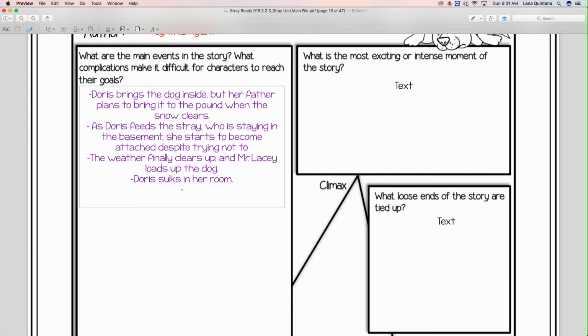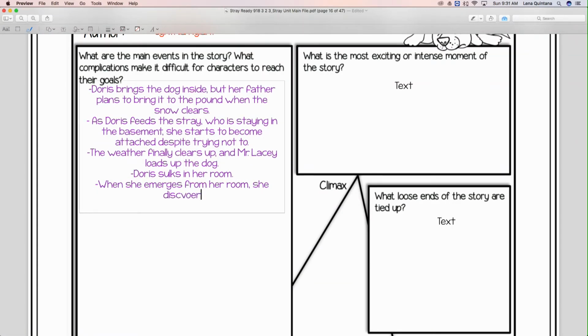So let's go ahead and add that to our rising action, because that's almost to the climax. So when she emerges from her room, she discovers that her father brought the dog home.